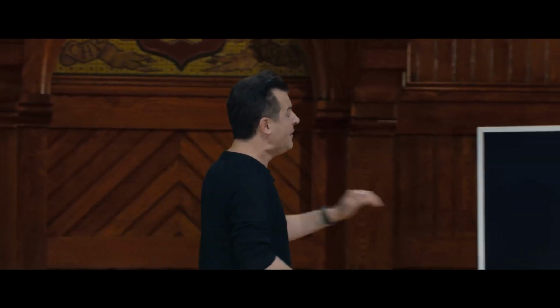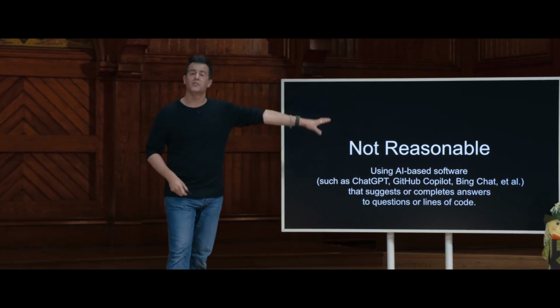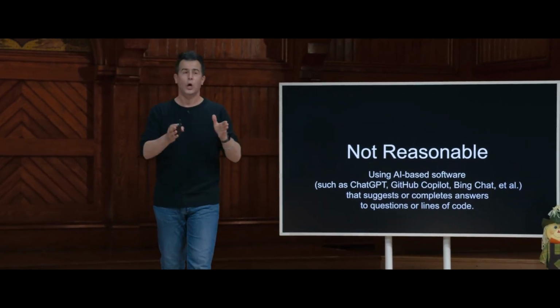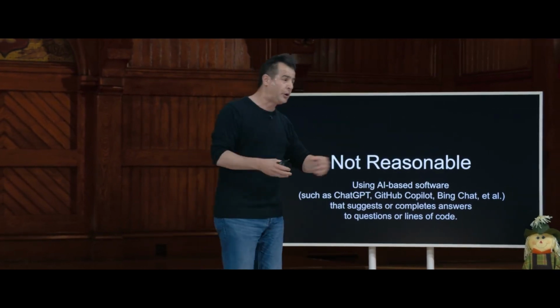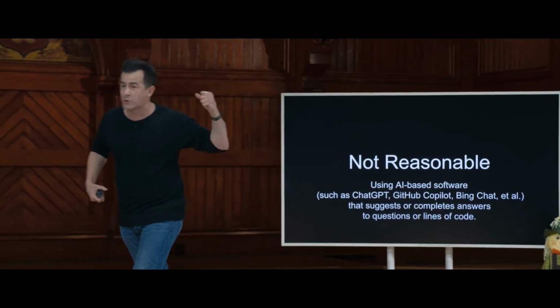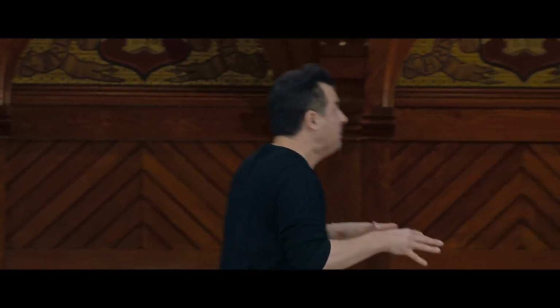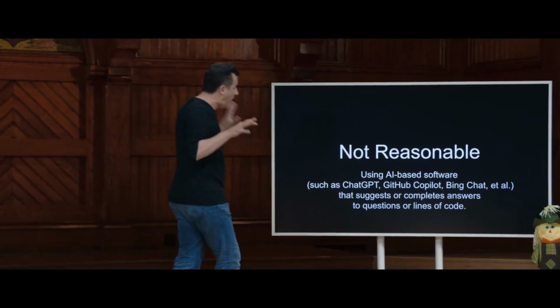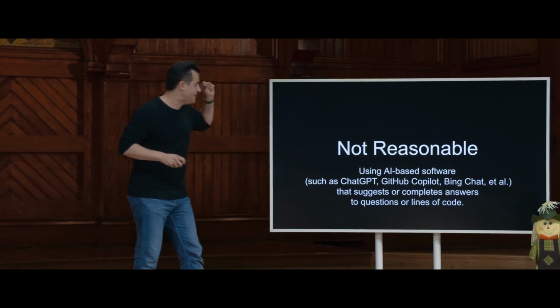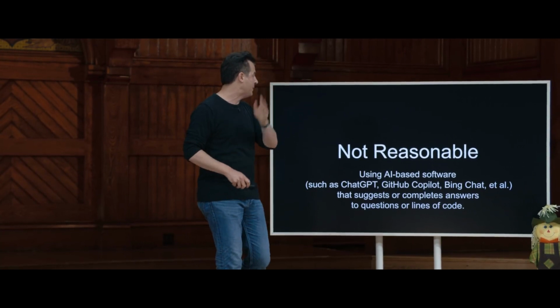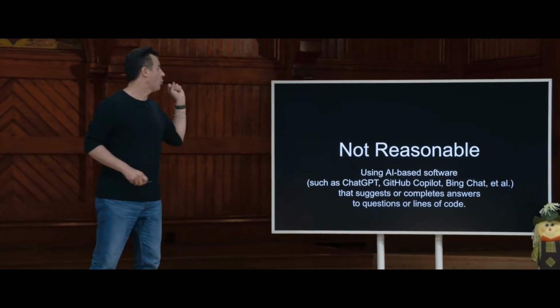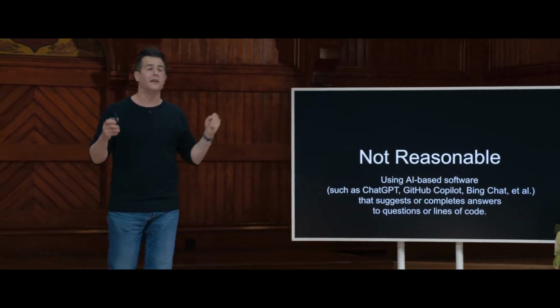And if the students in the room haven't told the family members in the room already, this here is an excerpt from CS50's own syllabus this year, whereby we have deemed tools like ChatGPT in their current form just too helpful. It's sort of like an overzealous friend in school who just wants to give you all of the answers instead of leading you to them. And so we simply prohibit by policy using AI-based software such as ChatGPT, third-party tools like GitHub Copilot, Bing Chat, and others that suggests or completes answers to questions or lines of code.